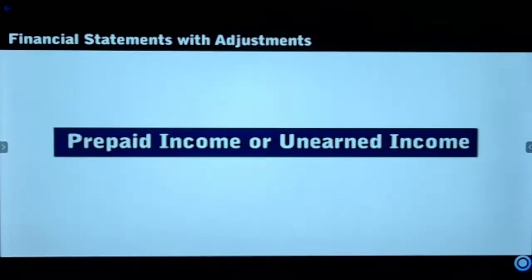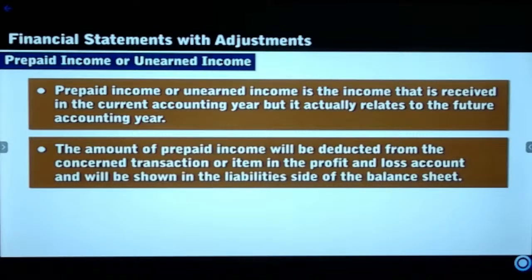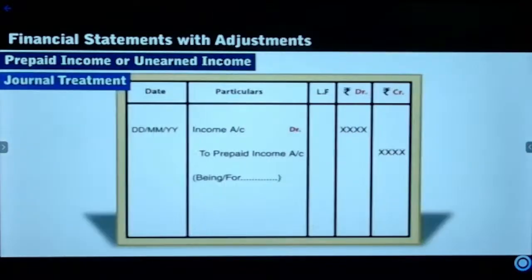Another adjustment is related to prepaid income or unearned income. Prepaid income or unearned income is the income that is received in the current accounting year, but it actually relates to the future accounting year. The amount of prepaid income will be deducted from the concerned transaction or item in the profit and loss account and will be shown on the liabilities side of the balance sheet. Journal treatment will be income account debit to prepaid income account.